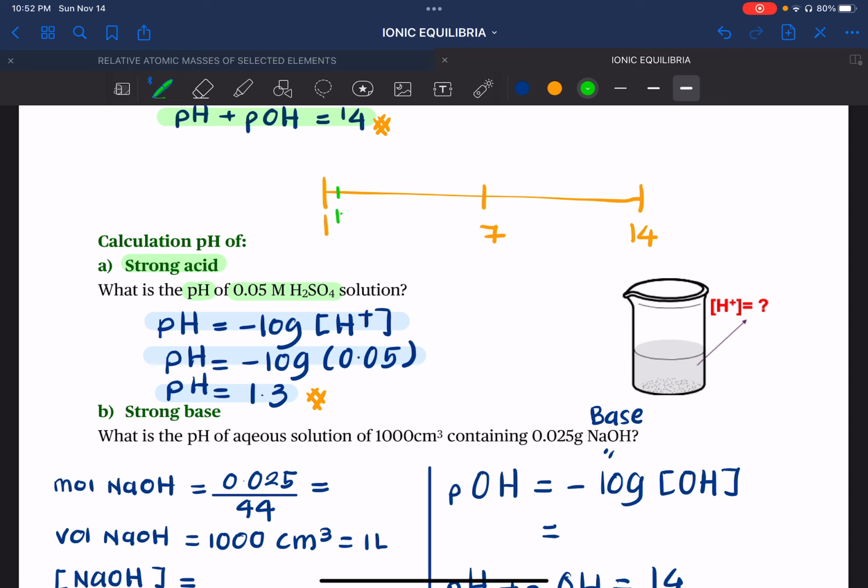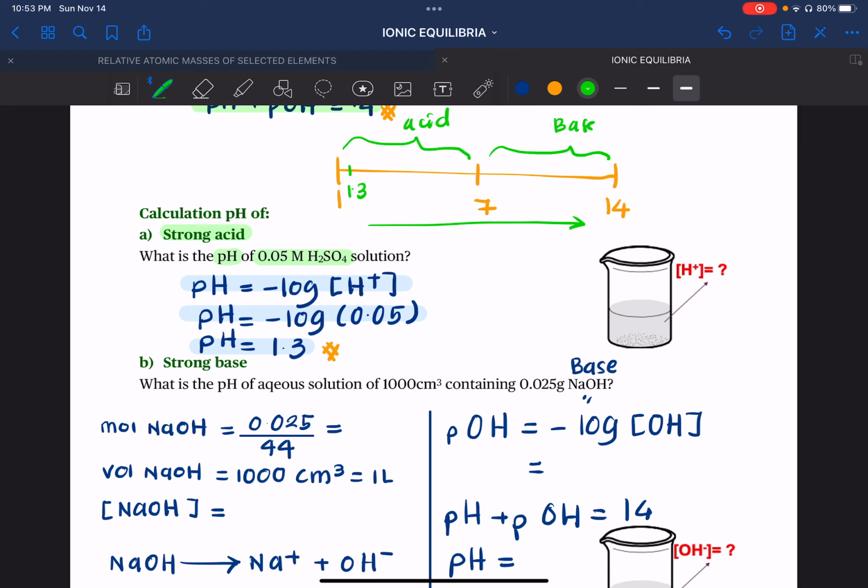Okay, kalau 1.3, so maksudnya dia dalam range acid. This is acid. This is range untuk base. So, makin ke kiri, dia makin menuju ke arah base.